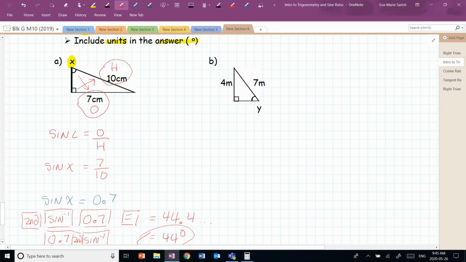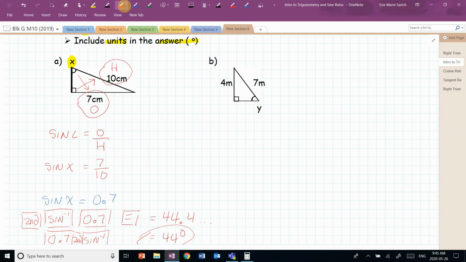Okay, let's do a second example of these. Finding the angle is actually easier. It's just a matter of remembering which button to use. Sine is looking for the ratio. Sine inverse is looking for the angle. Okay.